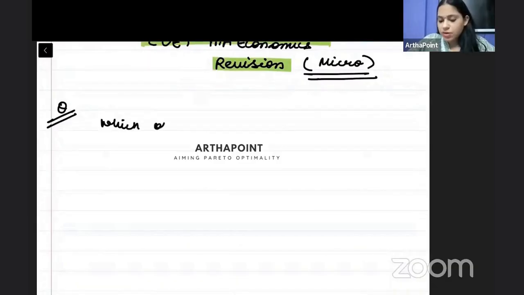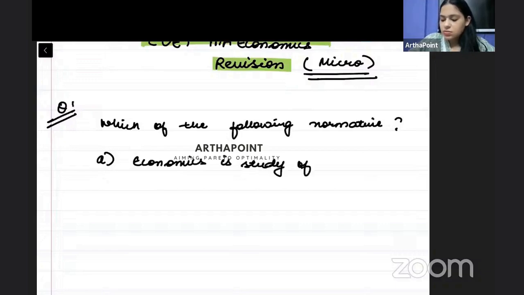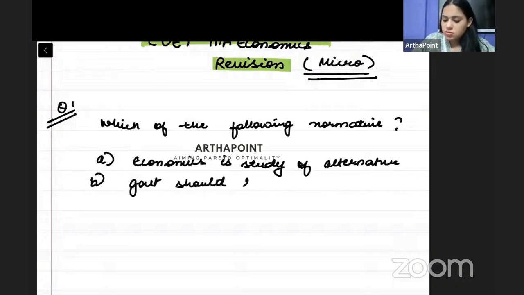Which of the following is a normative statement? And the options are, first of all, economics is study of alternatives. The second option is government should reduce unemployment.